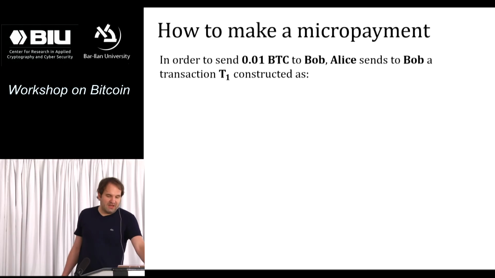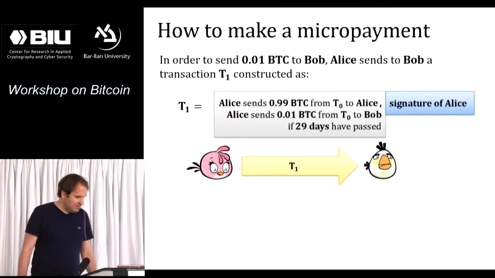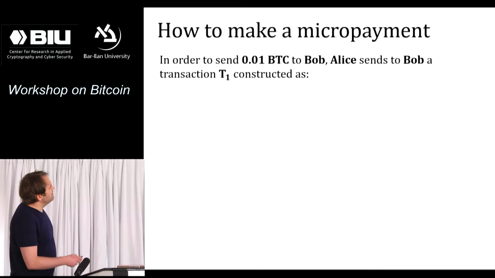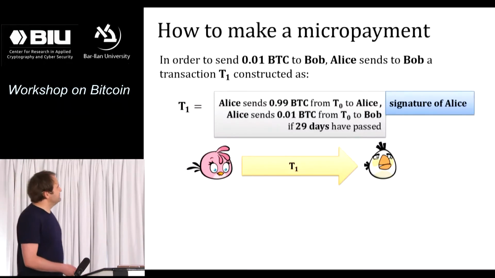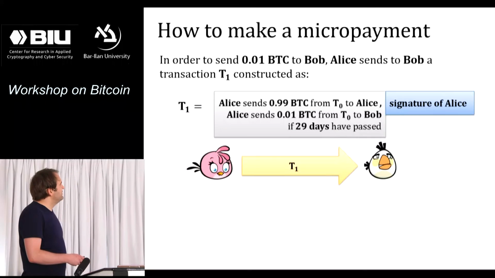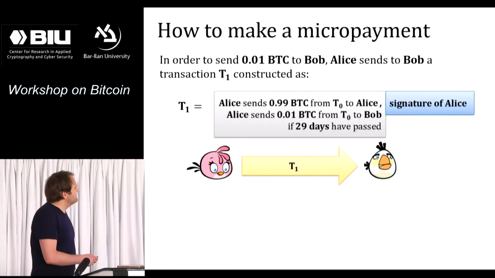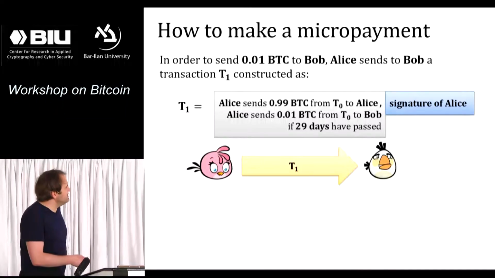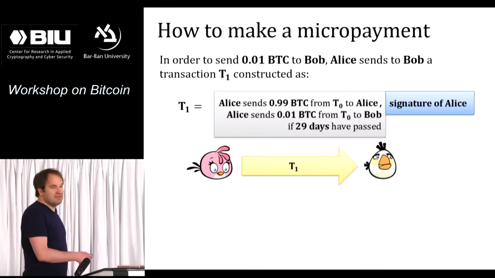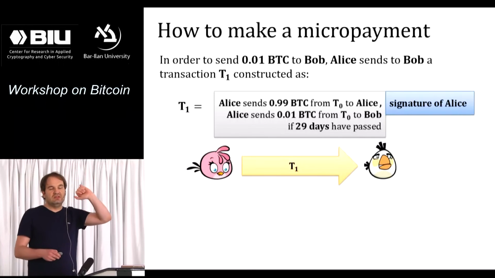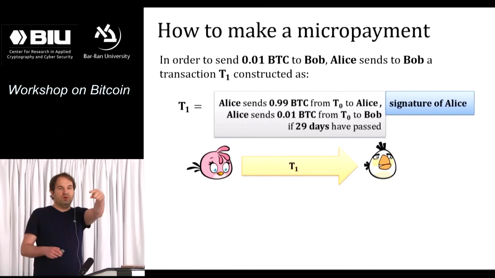Okay, so now how to make a micropayment? In order to send 0.01 Bitcoin to Bob, Alice sends to Bob a transaction T1 constructed as follows. The transaction goes like this. Alice sends 0.99 from transaction T0 back to herself, because the state until now was 1, 0: 1 back to Alice, 0 to Bob.